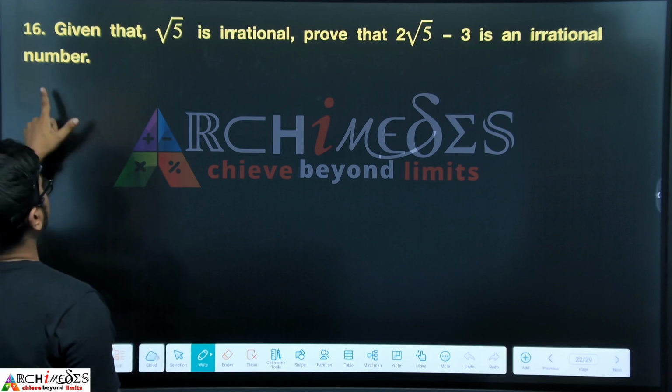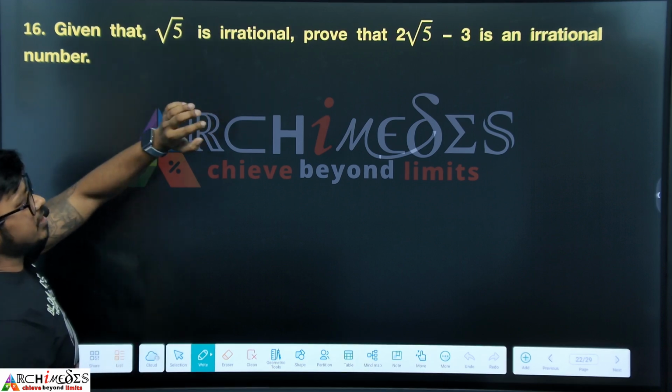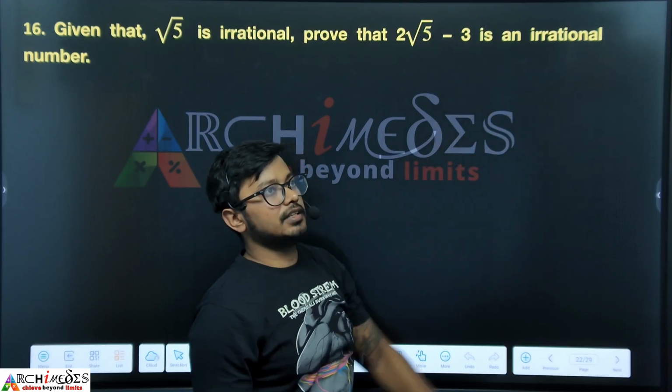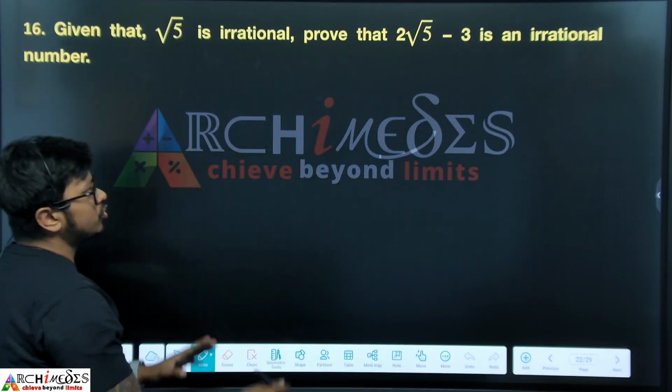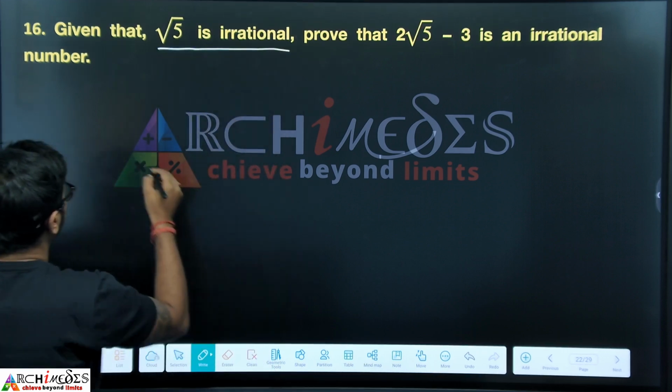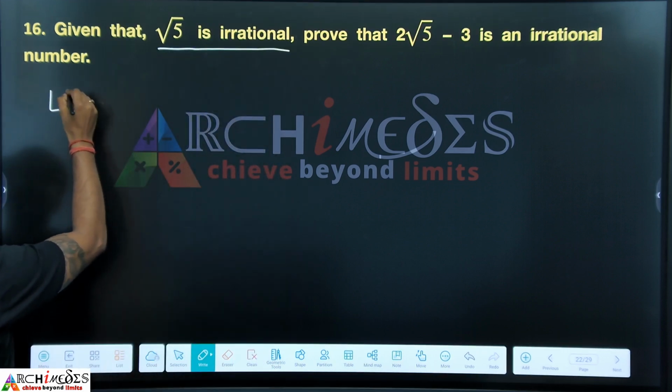Okay. So look over. Given that √5 is irrational, prove that 2√5 minus 3 is an irrational number. Whenever this is a 2 marks question, clear? But this is given, dear. Clear?